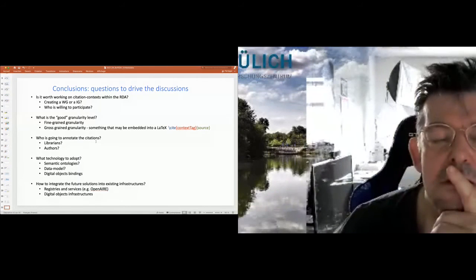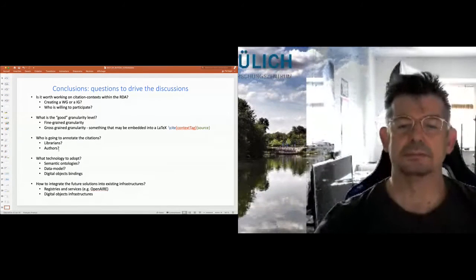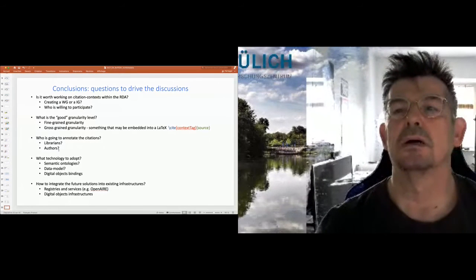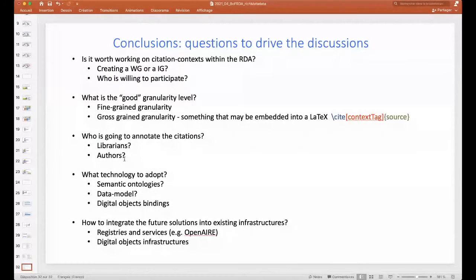Who is going to annotate the citation, which is really linked with the granularity aspect? Will it be the librarians or the author? What technology to adopt: semantics, data model, digital object binding? And finally, how to integrate the future solution into existing infrastructure, for example registries and services, OpenAIRE for example, or in digital object infrastructure.